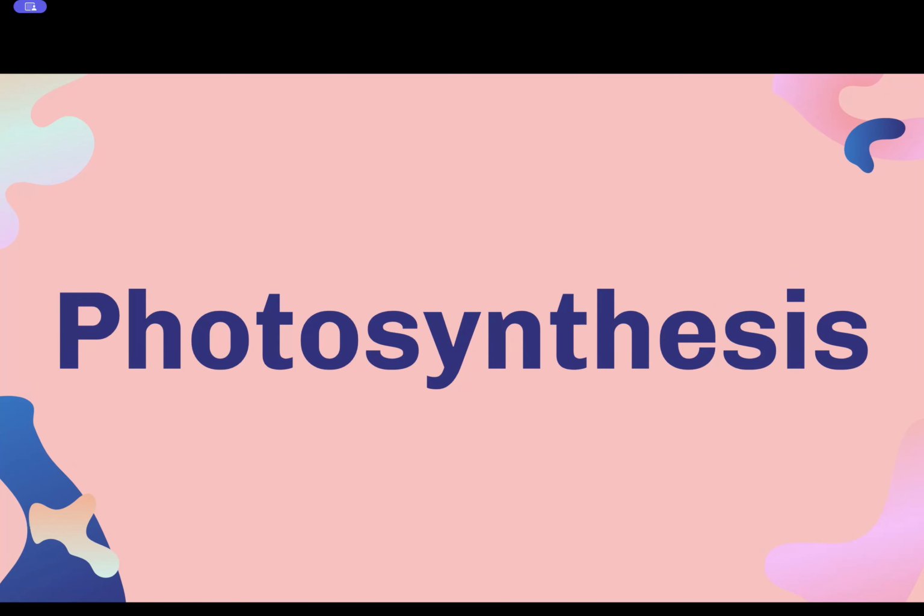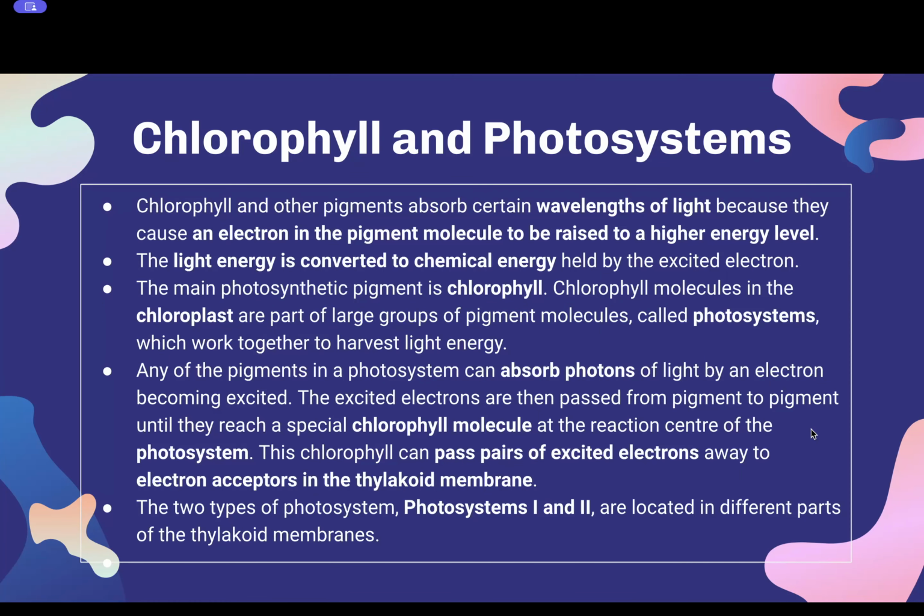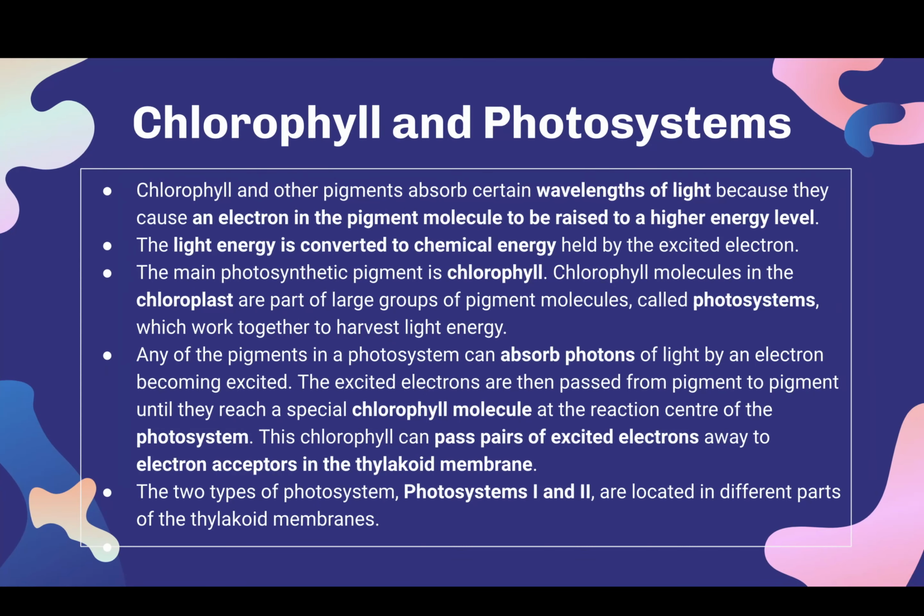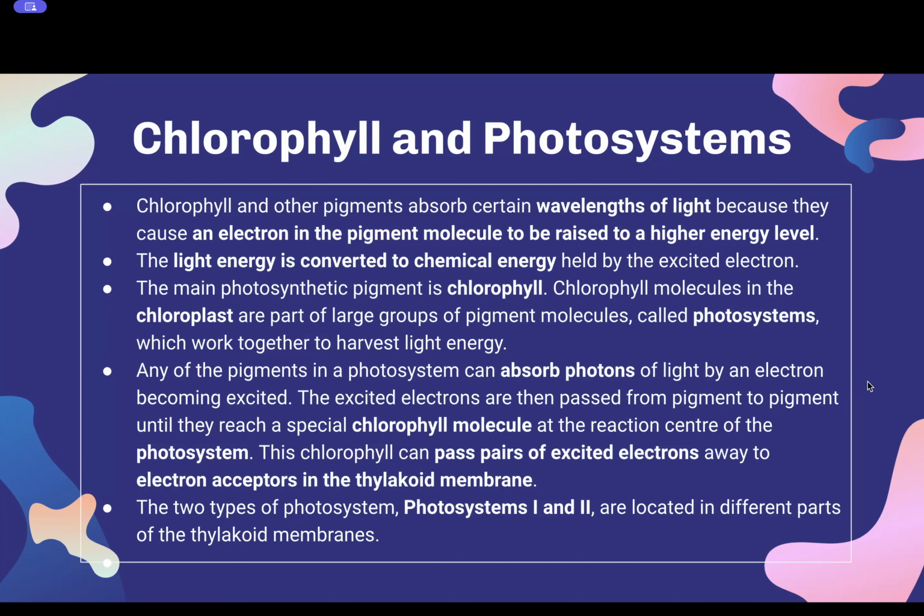Anyway. Okay. Let's go into photosynthesis. So the first thing you need to know is about chlorophyll and the photosystems. Who's asking me if I was going to go through photosystems? Whoever it was, we're here now. Chlorophyll and other pigments absorb light because they cause an electron in the pigment molecule to be raised to a higher energy level. Again, if people do chemistry, you know this. You just know this. But if you don't, stress not. It's just a thing to know.